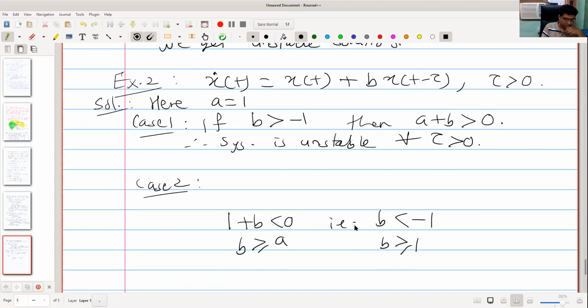A plus B less than 0 means B should be less than -1. And B greater equal A means B greater equal 1. Okay, so this is not possible. B cannot be less than -1 and greater equal 1 at a time. So in this case, we will not get such a thing, that is delay independent stability.